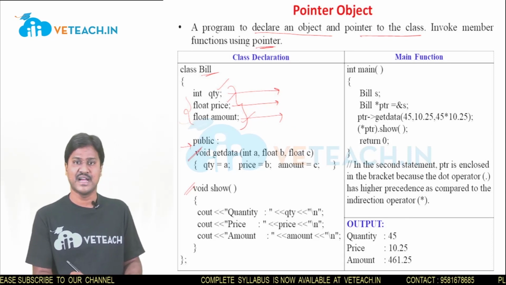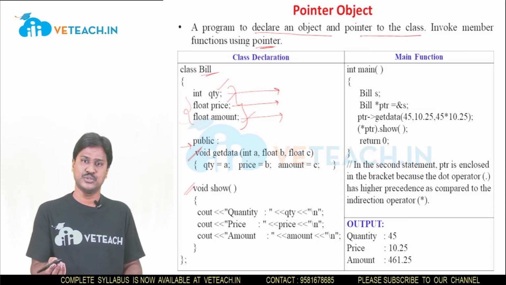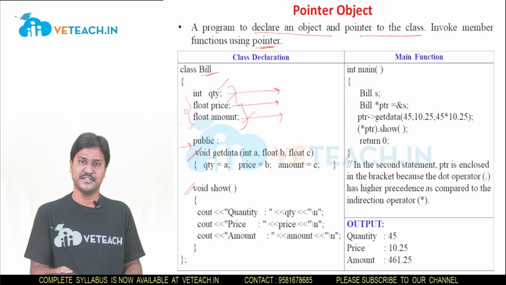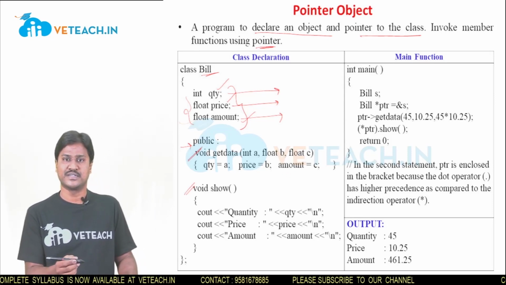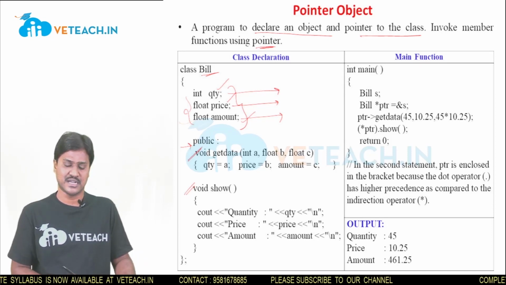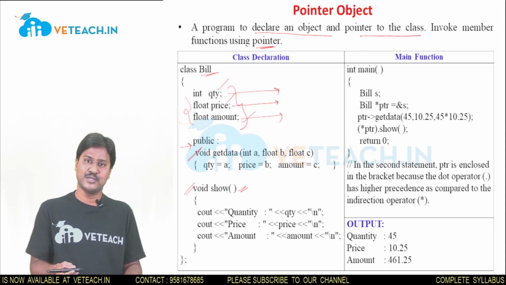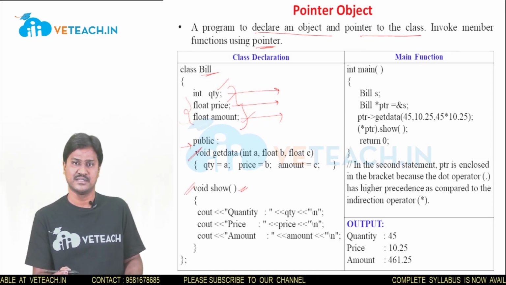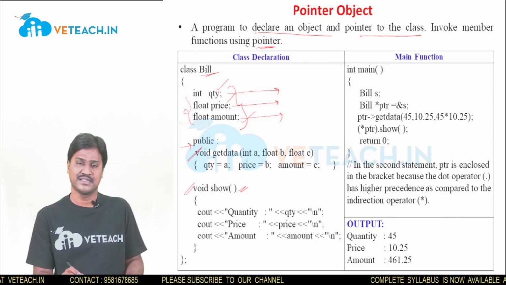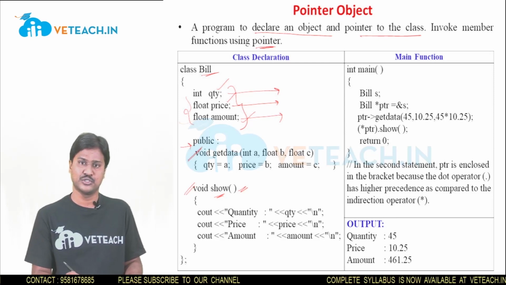that is quantity, price and amount. Get data is a function which is used to initialize these values, read from the keyboard or assigned when we are creating an object of this class bill. Coming to the show function, whatever values we have collected through declaring objects of the bill class are displayed on the screen by using this show function.